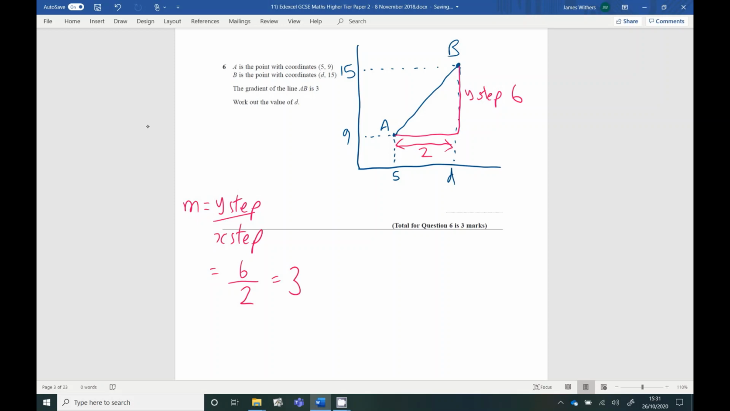So, given that A was 5 along the x-axis and D is a further 2 along the axis, D must be equal to 7.